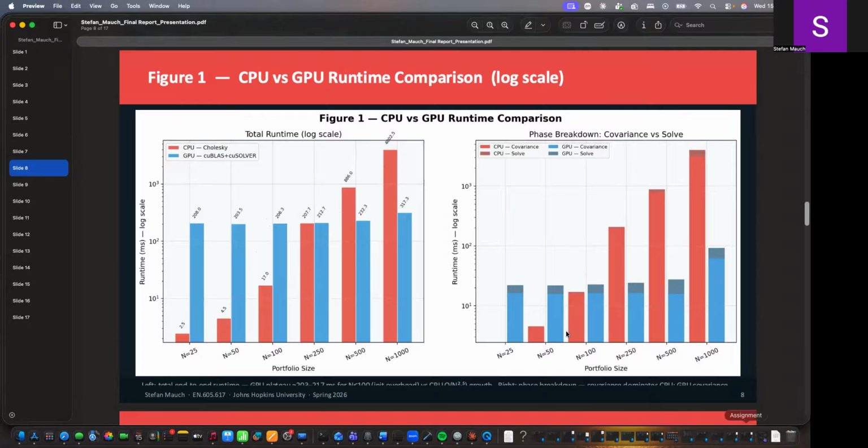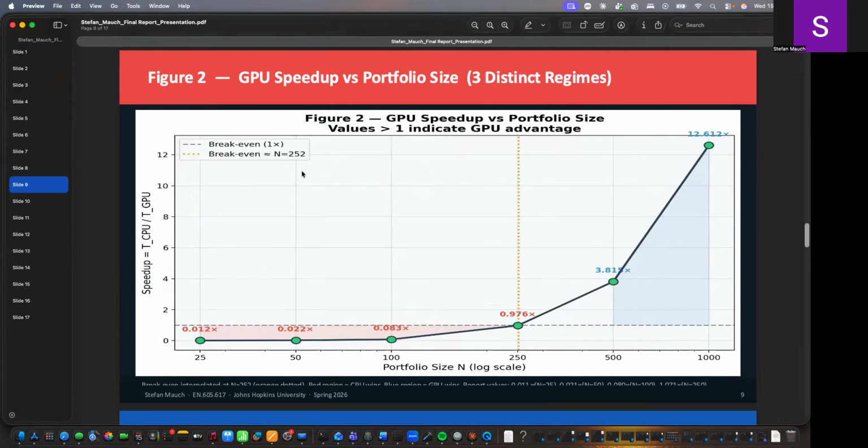And here it's just breaking down by operation, so covariance versus solve. And you see here even the number of assets is smaller, 100. So it depends on the operation we do. So we achieve the break even much earlier with a smaller number of assets here, so number of assets roughly 100. Here is 250. So depending on the complexity of the operation as well. And then just the speed up curve.